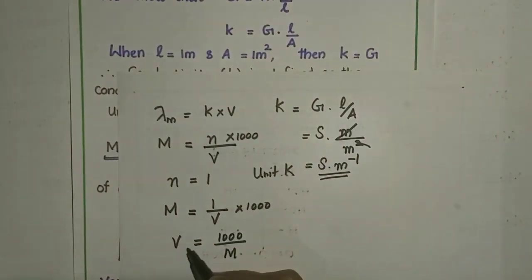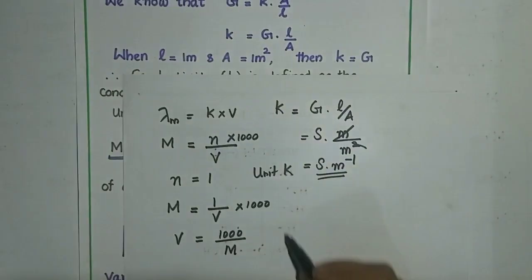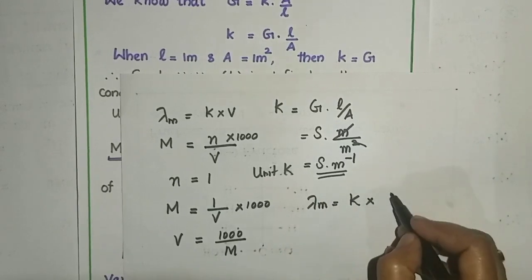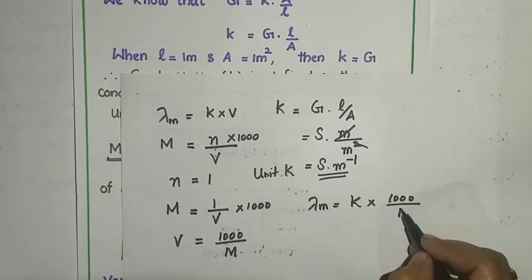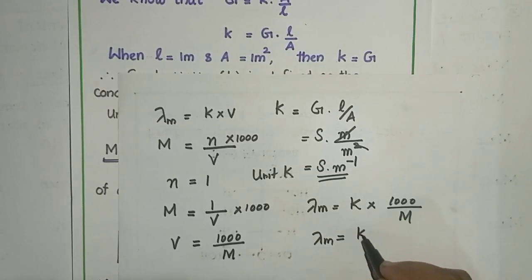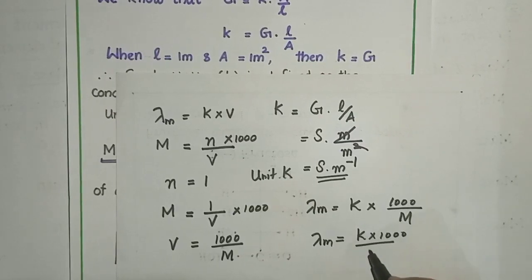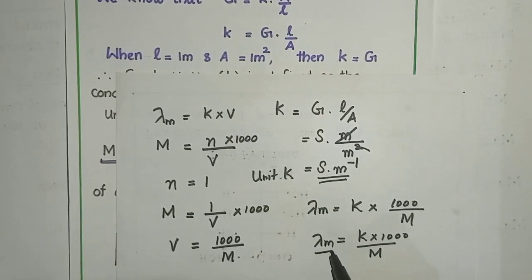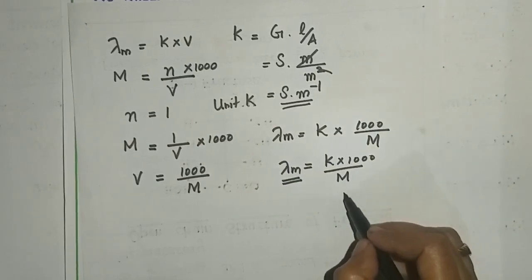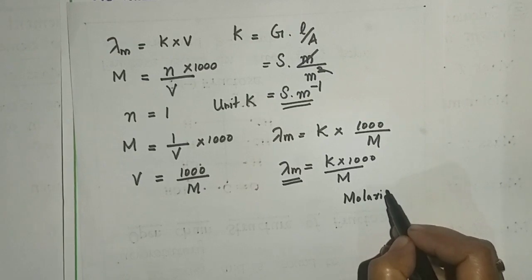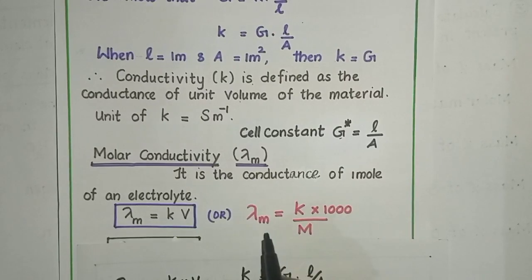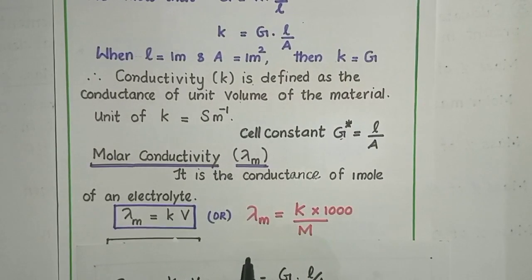Substitute the value of V in the above equation, then we get lambda m is equal to K into, instead of V we can substitute the value 1000 divided by M, where M is the molarity. So lambda m is equal to K into 1000 divided by M, where lambda m is the molar conductivity, K is the conductivity, M is the molarity of the solution.